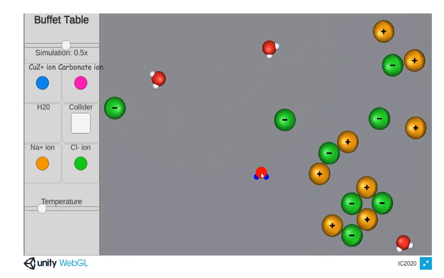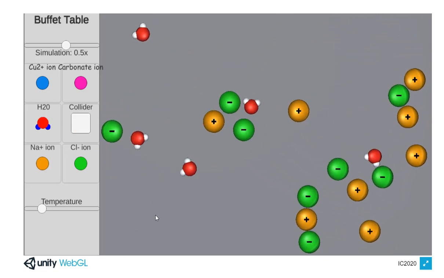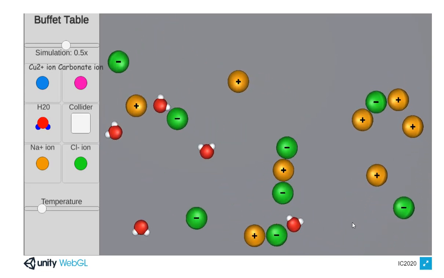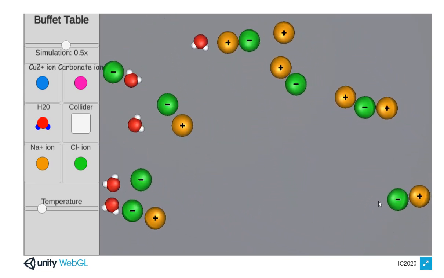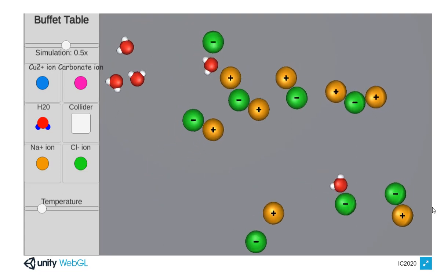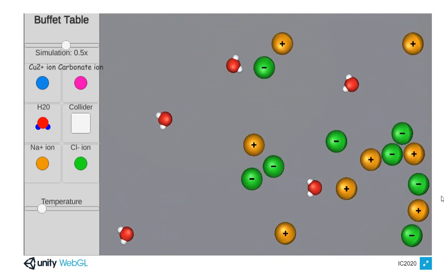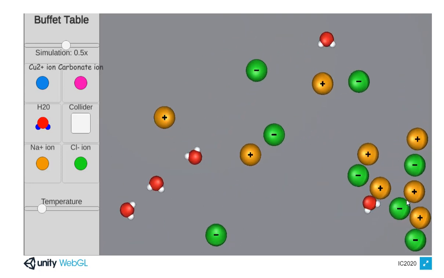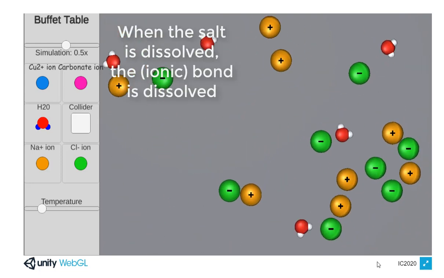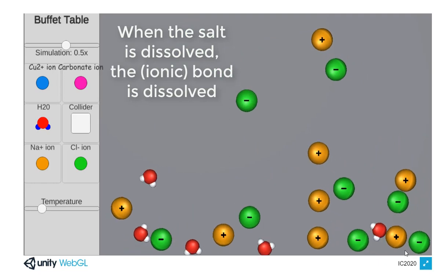So you need enough water molecules to separate all the ions, and then you'll say the salt is dissolved. I like to say when the salt is dissolved, the bond is dissolved. That's true for ionic substances.